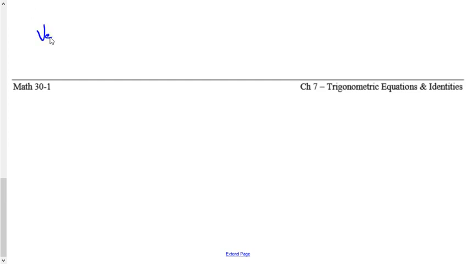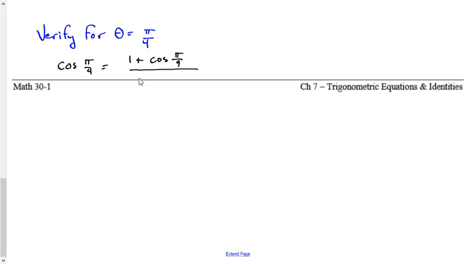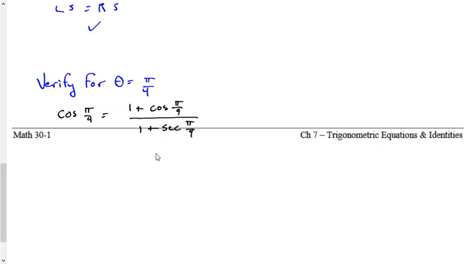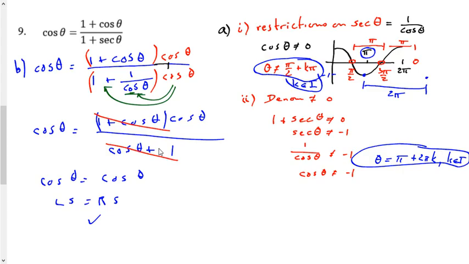So we will verify for theta equal pi by 4. Then we'll have cos pi by 4 equals 1 plus cos pi by 4 over 1 plus secant pi by 4. That was the identity, right? Yep.